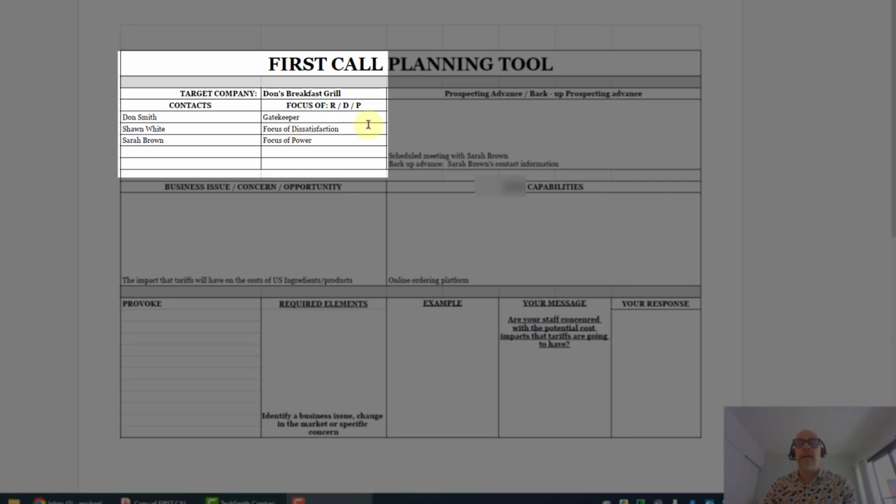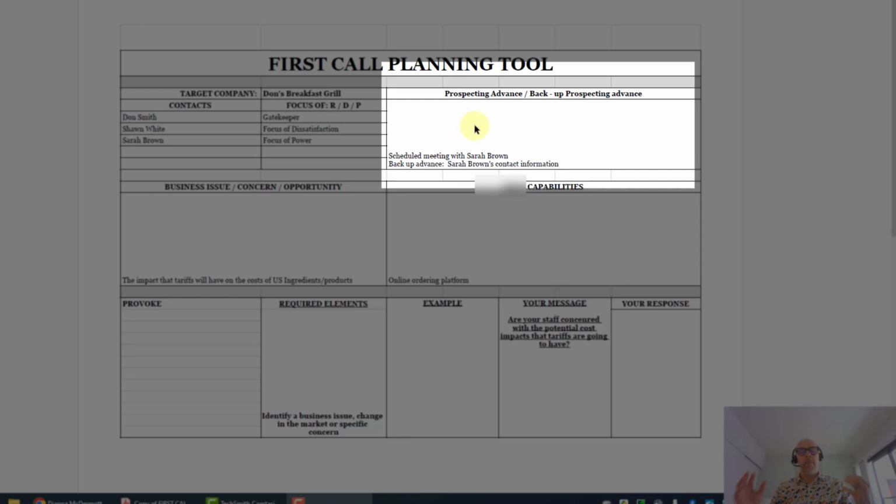Looking at the prospecting advance, again, based on what you've put in there, I can really tell that you grasp the concept from the workshop really well. Your number one prospecting advance is to get a scheduled meeting with Sarah Brown, and that's great because Sarah Brown is the focus of power. So essentially, she's the decision maker. Your ideal situation is what you're going to get out of the prospect.